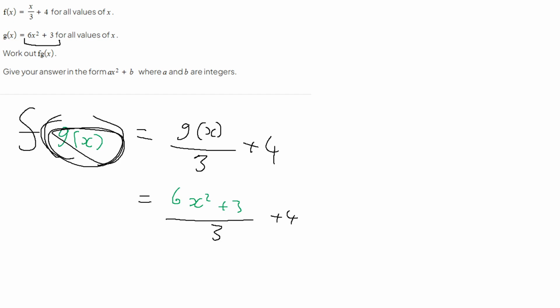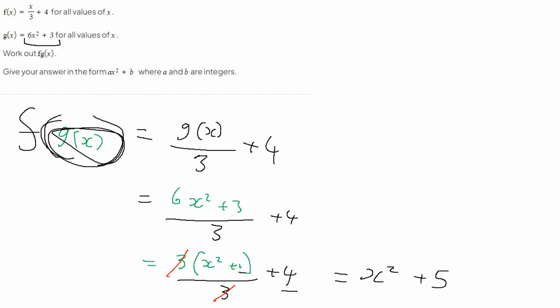We can factorize out 6x squared plus 3. So we factor out the 3 and we get x squared plus 1. And then because we're dividing by 3, the 3's will cancel out. So then your final answer will look like x squared plus what's 1 plus 4. 1 plus 4 is 5. And there's your final answer, guys.